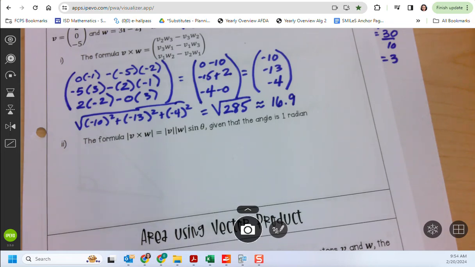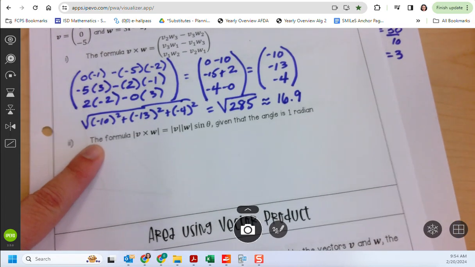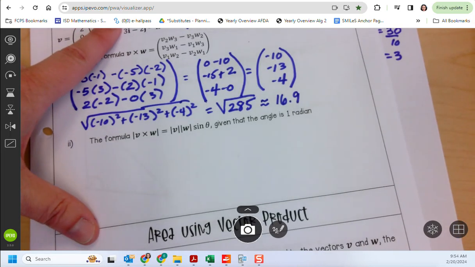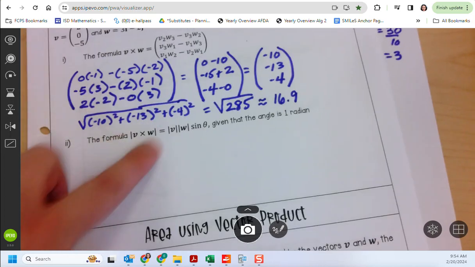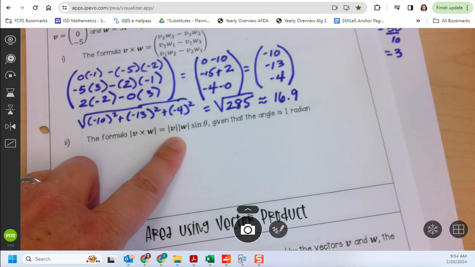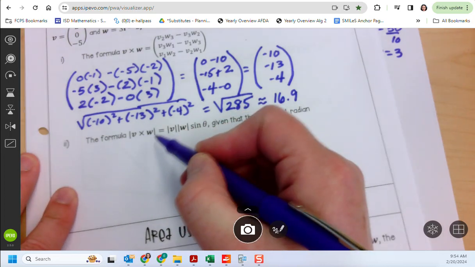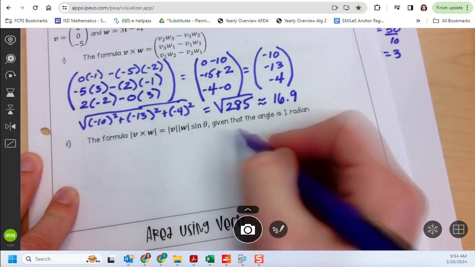Okay, so now we're actually trying to find the same thing. I get that this question is like, what are you trying to find? You're still trying to find the magnitude of the vector product, so we're still trying to find this, but we're going to be using this formula this time, and we'll see if we get the same thing. So this is what we're trying to find.